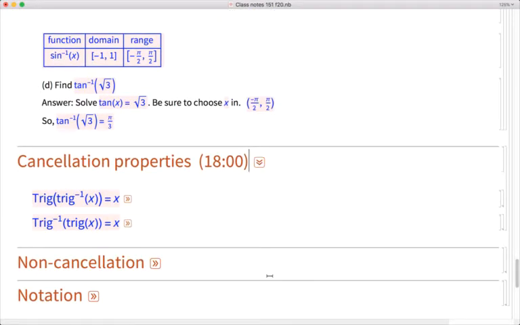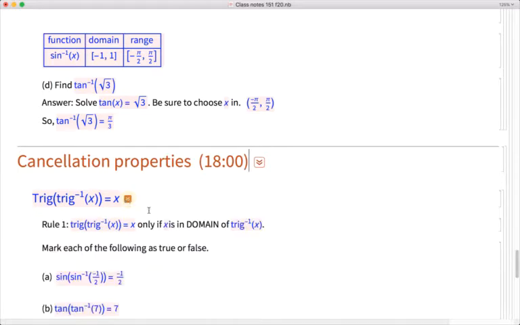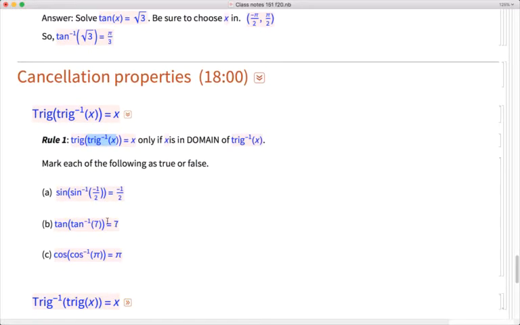Okay, so we're going to look at the cancellation properties of trig functions and their inverses. I've got 2 rules for you to try to internalize, maybe put on a note card. If you're looking at trig of inverse trig of x, that will equal x. We'll get cancellation, but this is only going to happen if x is in the domain of the inverse function, this inside one. Okay, so that's where we'll look at 3 examples here.